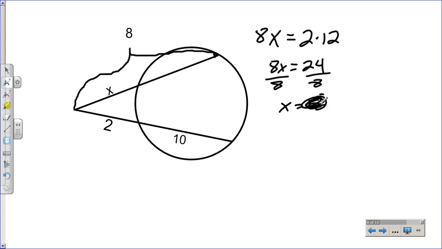Or, what in the world? Excuse me. I have x equaling 3. Oops. Excuse the mistake. I guess I was looking at this 12. 24 divided by 8 is 3.